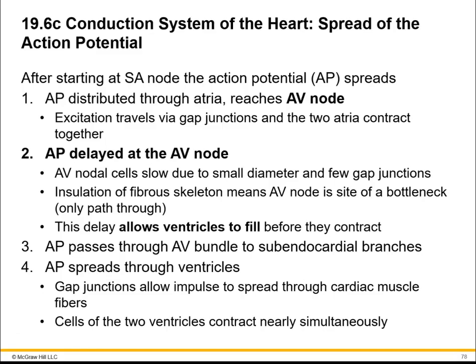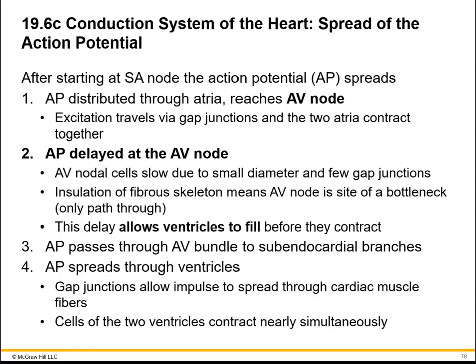Now at the AV node, the action potential gets delayed a little bit. And the reason for this is because those AV nodal cells are smaller in diameter and they have fewer gap junctions than the rest of the conducting system. Remember that there is that fibrous skeleton in the heart that separates the atria from the ventricles, that blocks almost all of the conduction through the heart except for the AV node.